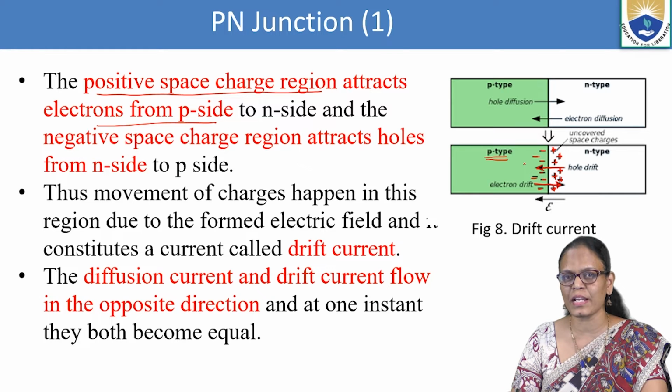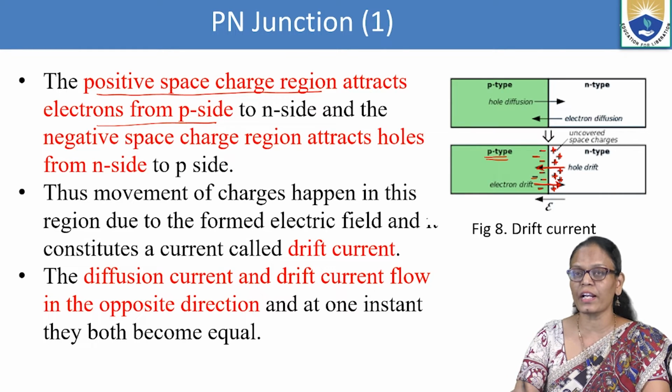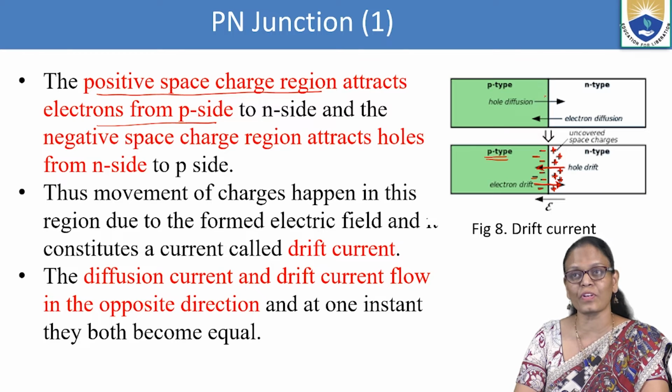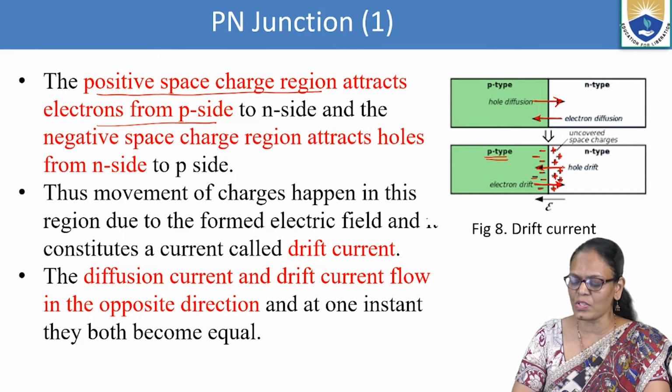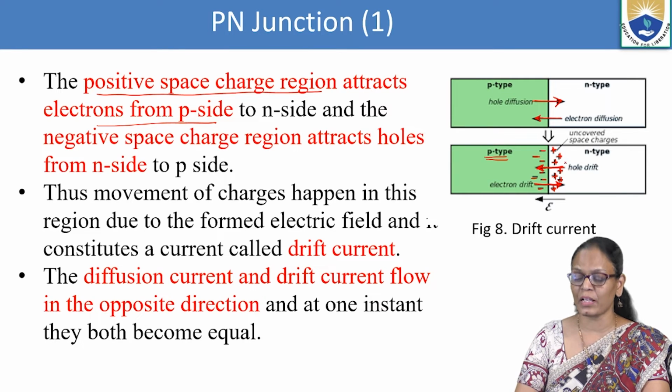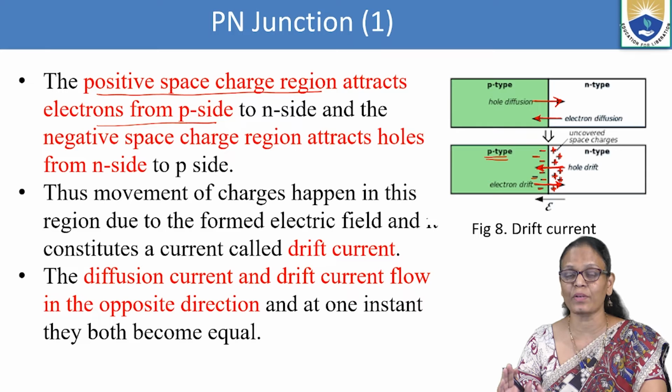So what we are understanding here is the diffusion current. Diffusion is always from higher concentration to lower concentration. So the holes will diffuse from p to n, and the electrons will diffuse from n to p. But when it comes to drifting, electrons will drift from p to n and holes will drift from n to p. So they are exactly opposite in direction. But as this process continues, at one instant, these two may become equal.